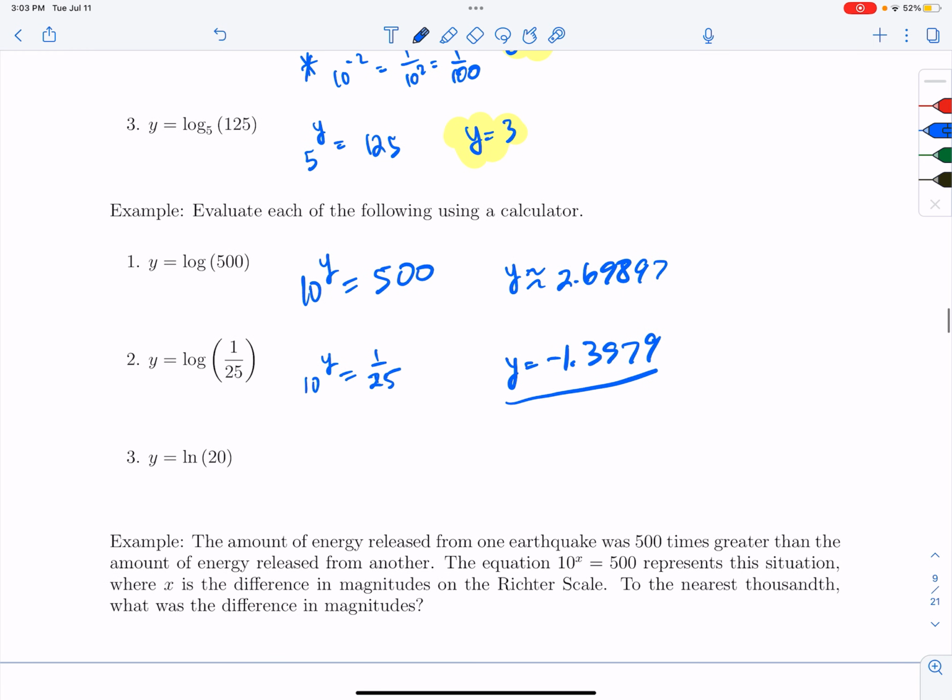And then lastly, ln of 20, what that means is e to what power is equal to 20. Okay, and you can just type that into the calculator as well. ln of 20, I get 2.9957.